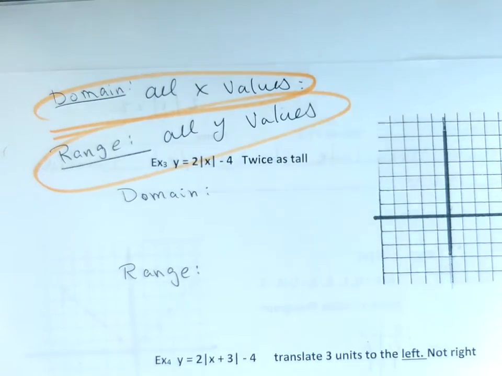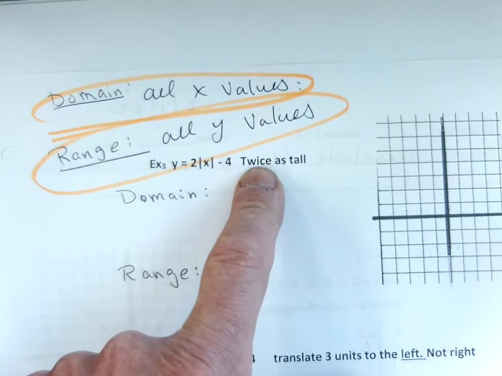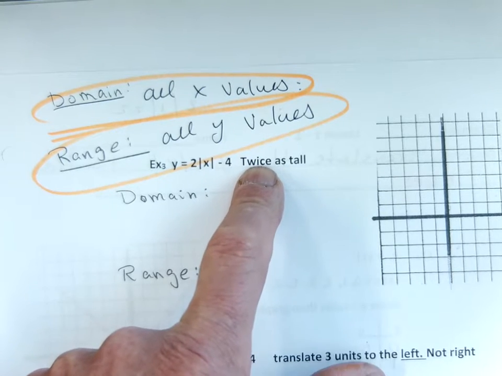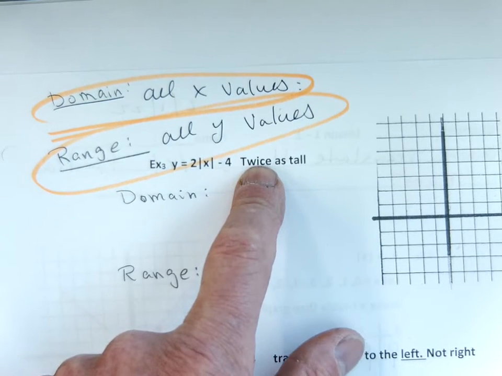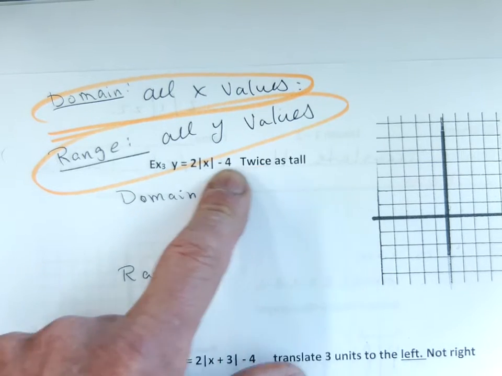So let's graph number 3. So I gave us a little hint, twice as tall, or it's a stretch. Gretchen, what did you say again? You called it thinner? Slimmer. I like that word. I'm not going to use that word, but I like that word, okay?